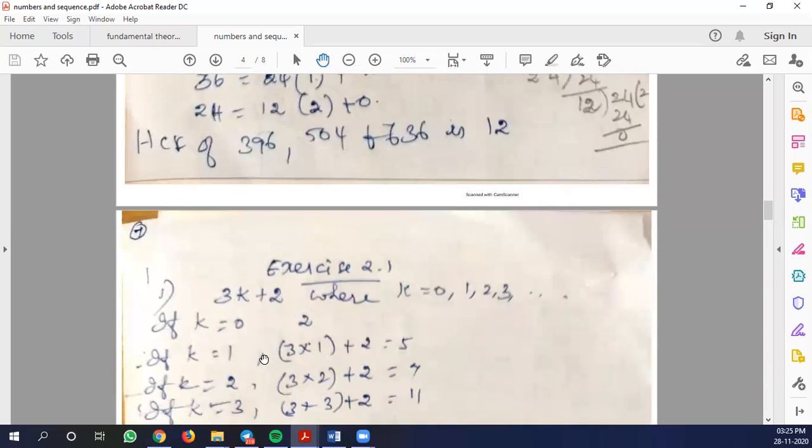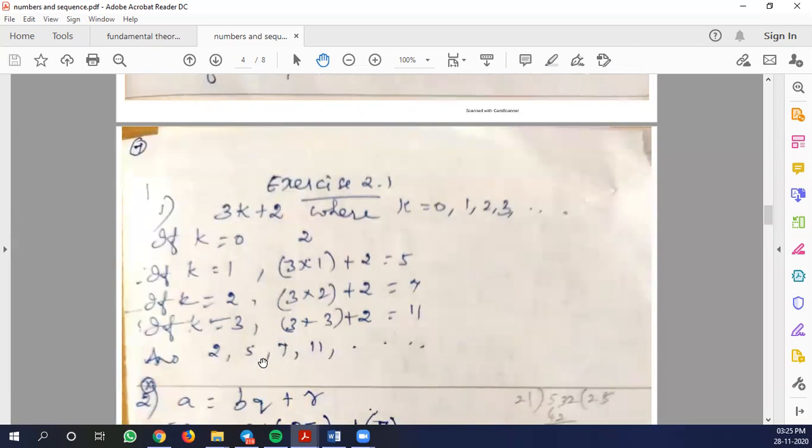Okay. Now straight away we'll go to exercise 2.1, that's on page number 43. Exercise 2.1. First is, find all positive integers which when divided by 3 leave remainder 2. Since the number is divisible by 3, it should be a multiple of 3 only: 3, 6, 9, 12, like that.